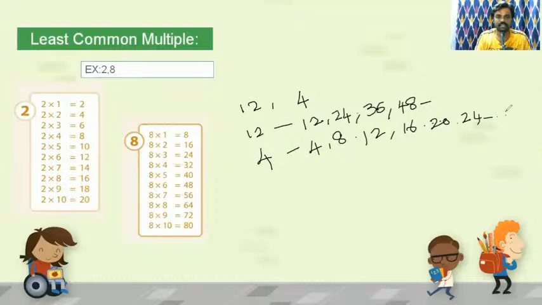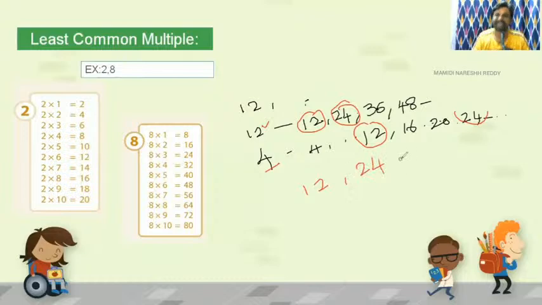Now let's take common multiples. As we know, the multiples of 12 start from 12, and the multiples of 4 start from 4. So I'm selecting here: 12 is a common multiple, I'm writing it aside. And one more, 24, writing it as well.